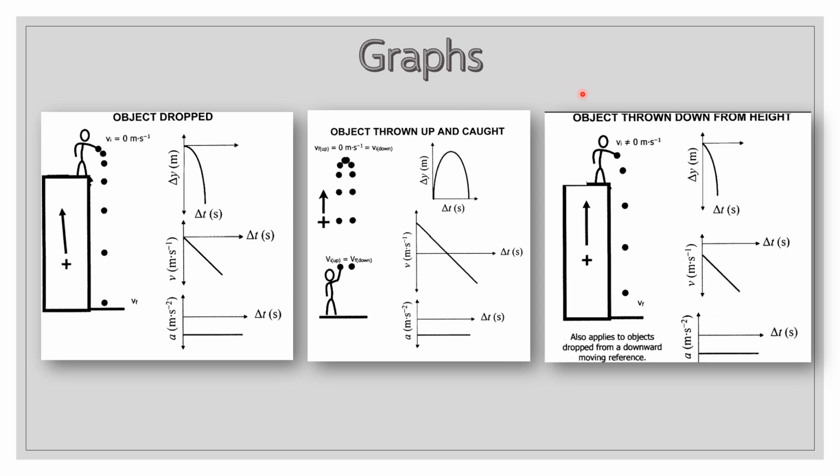This is an object thrown down from a height. This is similar to an object being dropped. You will start off with your initial velocity being 0 as well.